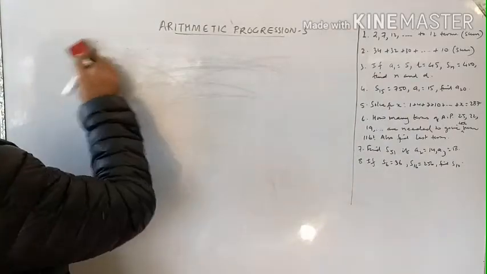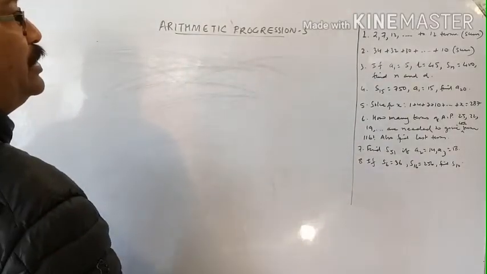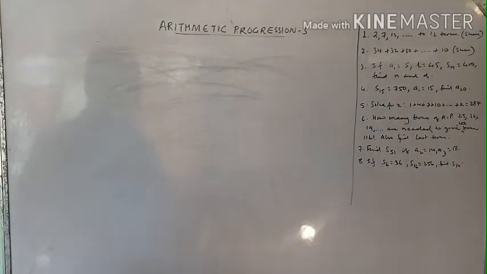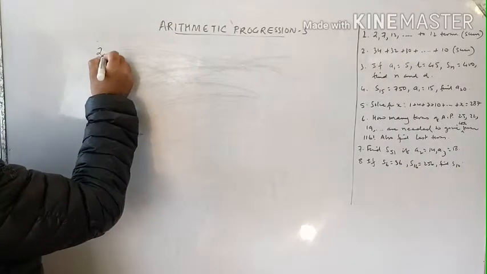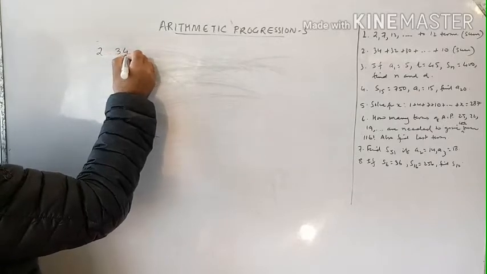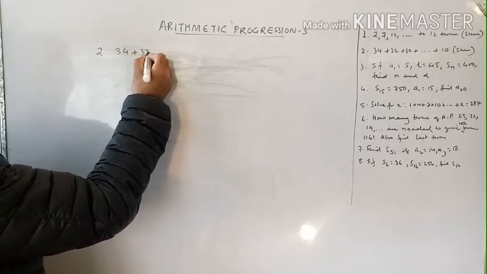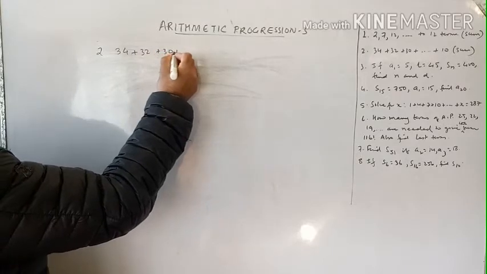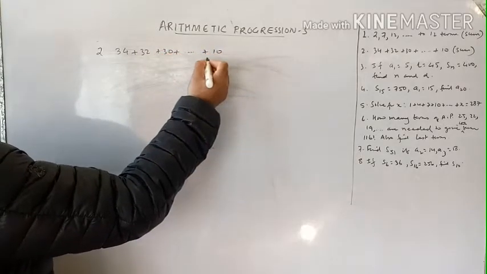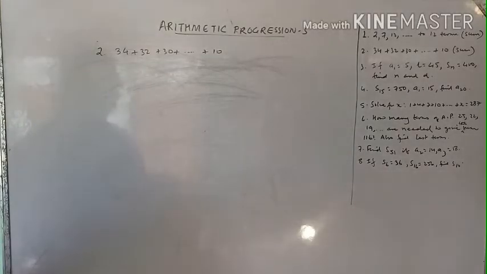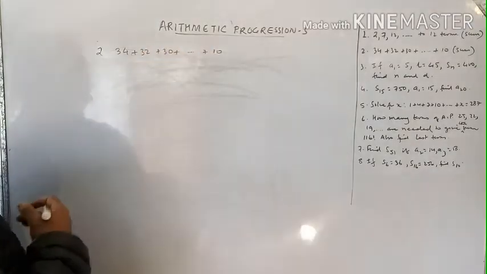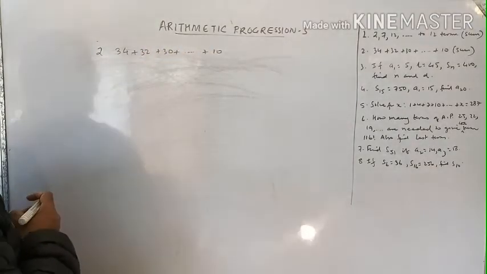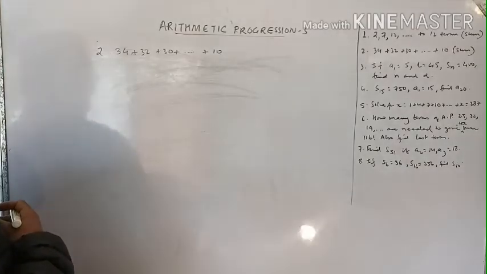In the next question, you are also given a series, with the first term and the last term. The question says find the sum of this series. The numbers given are 34 plus 32 plus 30 and so on up to 10. So we have to find the sum. Now to find the sum, we need to know the value of n, because whether you know the first term, last term or common difference, the formula requires n. So we have to find the value of n here.